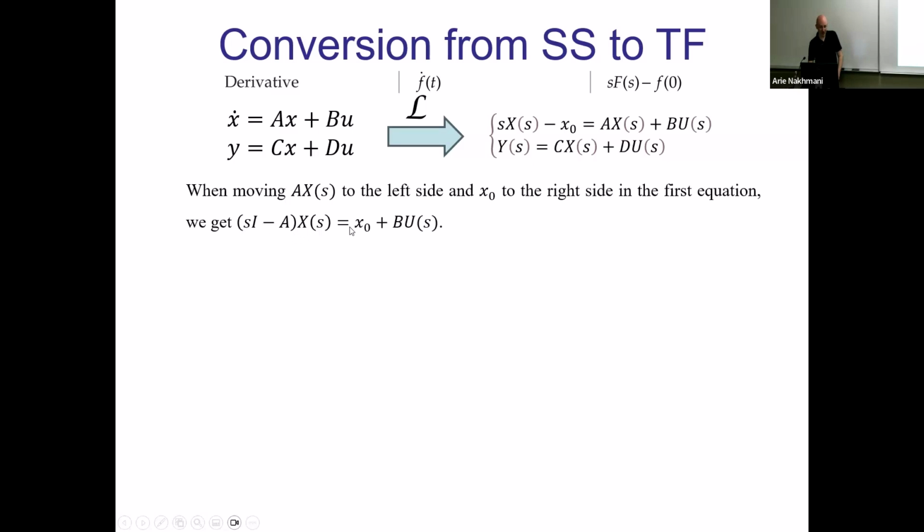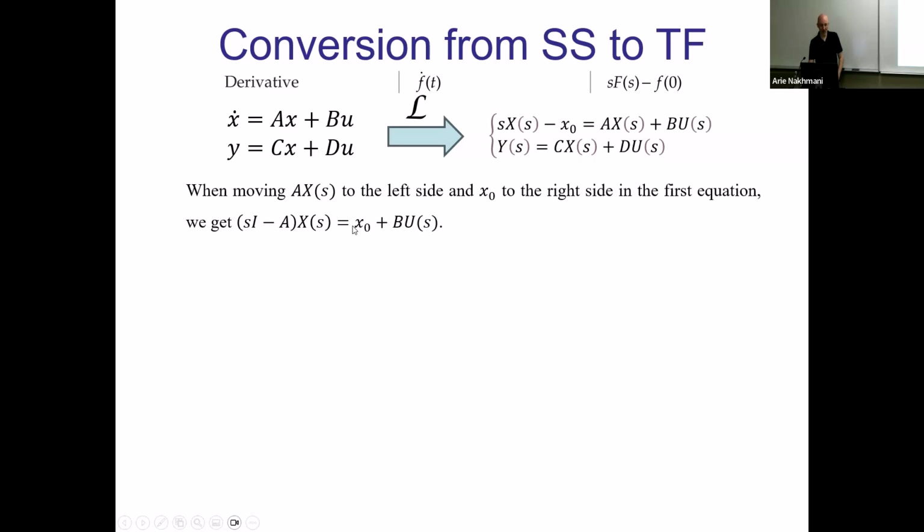Why? Because this is the distributive law, right? This is that thing times X minus that thing times X. So this will be exactly the same thing. It will be SX minus AX, right? So this is what you have on that side. And on the right side, you have X0 with a positive sign plus BU. Okay, so far?